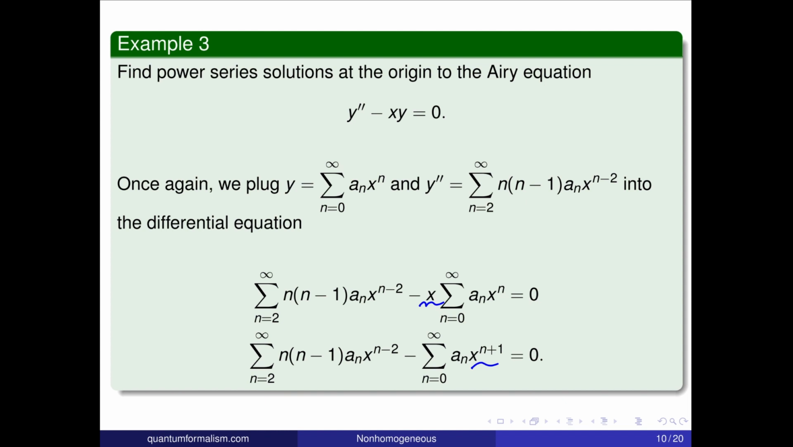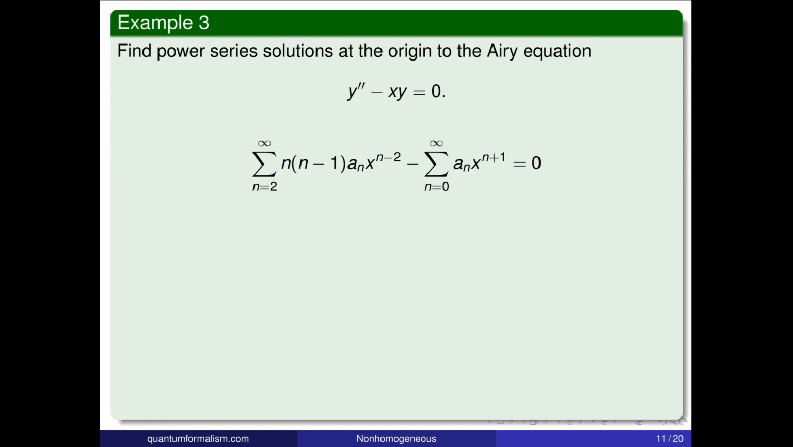All right, so now again, to add these two together, we should reindex. I chose to reindex both series to just use x to the n, but you could just leave one of the series as they are and then reindex the other series to match it. It doesn't really matter too much.